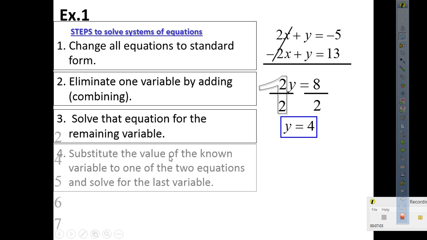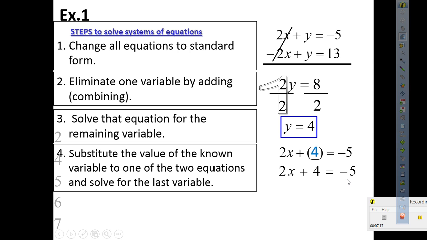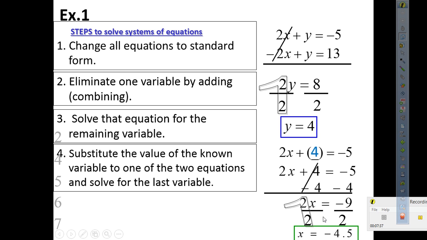Step 4, substitute this into one of the two equations. Which one do you want me to use? The top one? So I'm going to use the top one, 2x plus y equals negative 5, but instead of y, I'm going to substitute in there the 4. So this becomes 2x plus 4 equals negative 5, and all I have to do is solve for the remaining variable. So what do we do? Minus 4, we got 2x equals negative 9. Divide by 2. X equals negative 4.5.